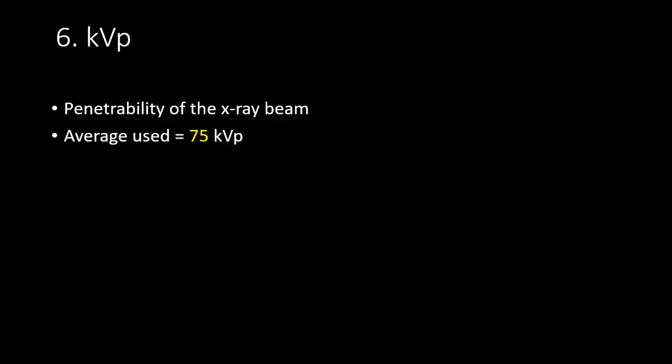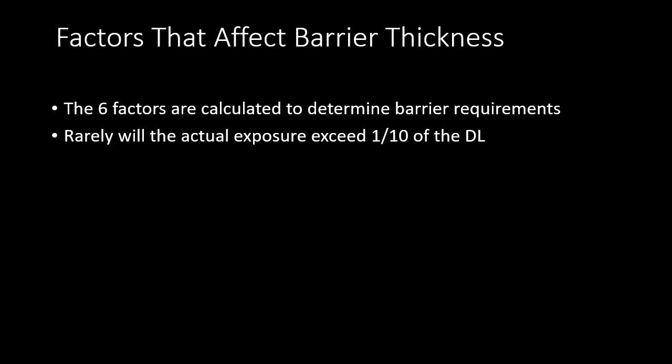The final calculating item is the penetrability of the X-ray beam. And the average typically uses 75, but it might be different for a particular clinic. So all this information is sent to the physicist. So the great thing is that we don't have to calculate anything. We send this information to the physicist. They calculate to determine the barrier requirements, and rarely will the actual exposure exceed 1/10 of the dose limit.